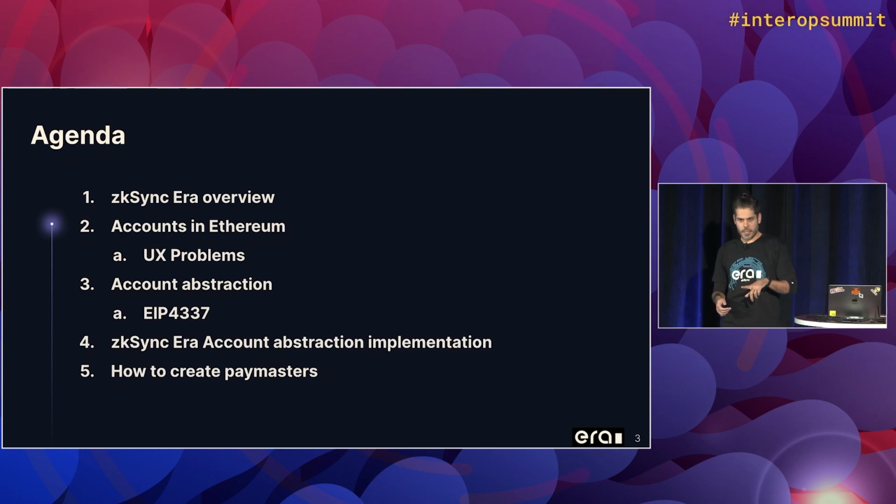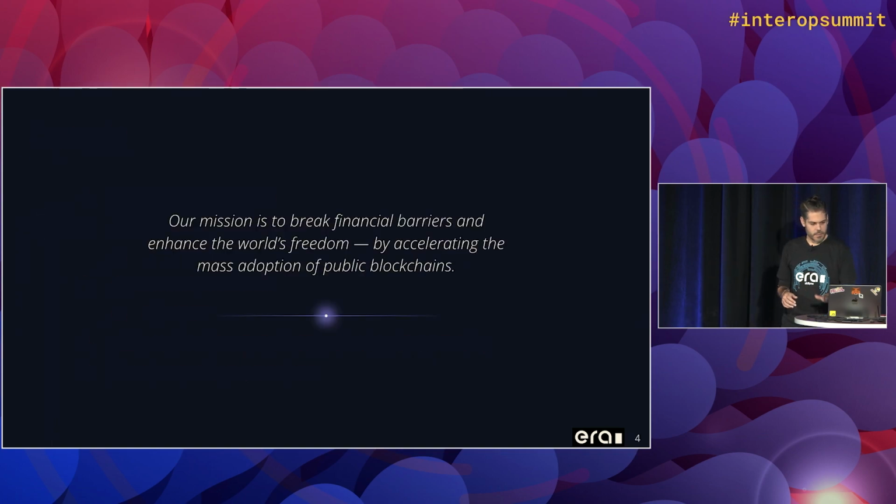So this is the agenda for the next half an hour. It's not going to be super long. We're going to talk about what zkSync Era is, just a quick overview. Then we're going to talk about the different types of accounts on Ethereum and the UX problems that we have right now in Web3. We will talk about account abstraction in general and about EIP 4337. Then we're going to talk about zkSync Era and how we have implemented account abstraction on it. And finally, we will talk about Paymasters and how to create them and implement them in your application.